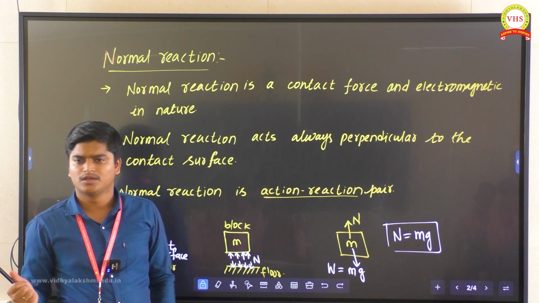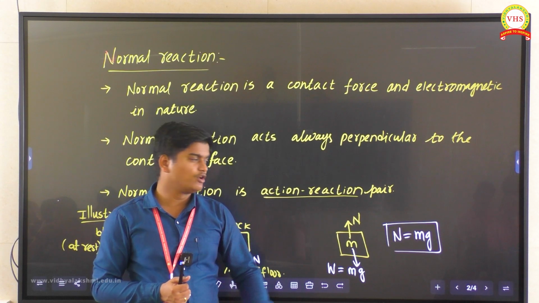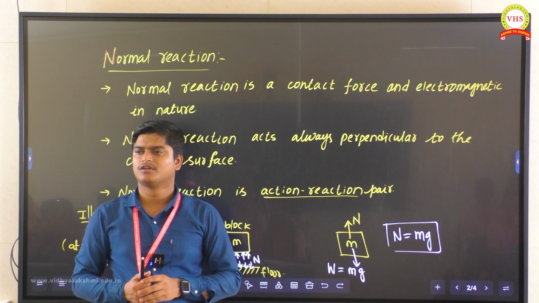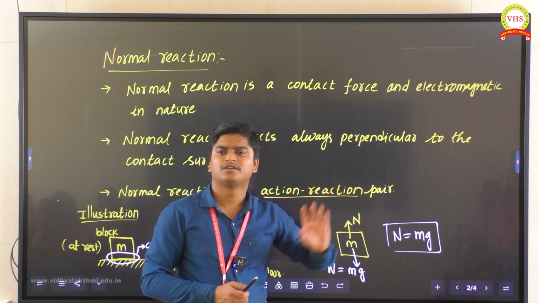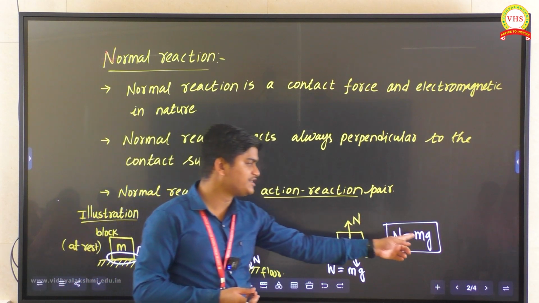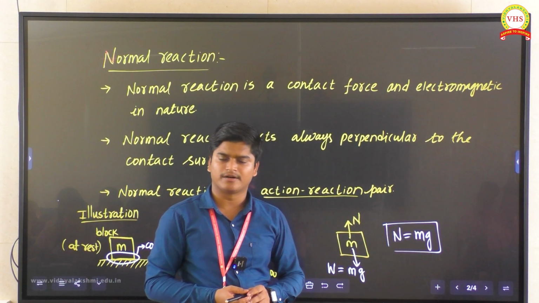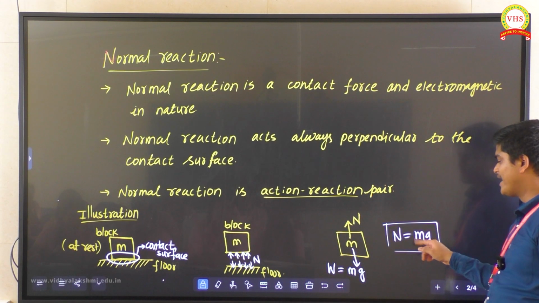Clear idea? Now suppose this mass is 100 kg. What will be the normal reaction here? 1000 Newton, if the value of g is 10. So 100 g will be the normal reaction value. Clear idea? So already you know a little about weight, right?